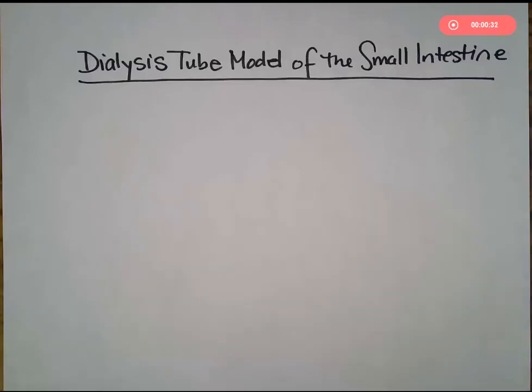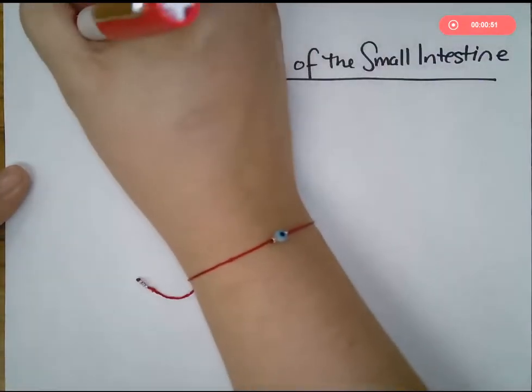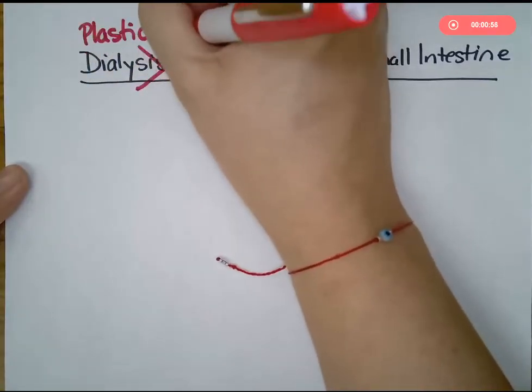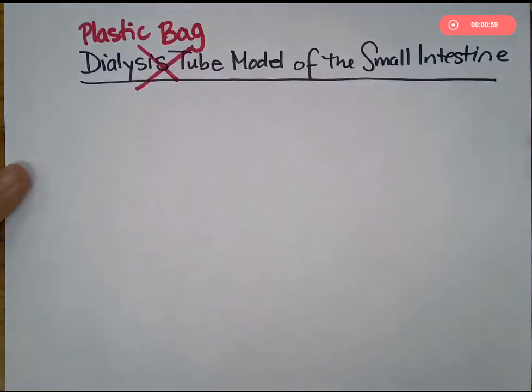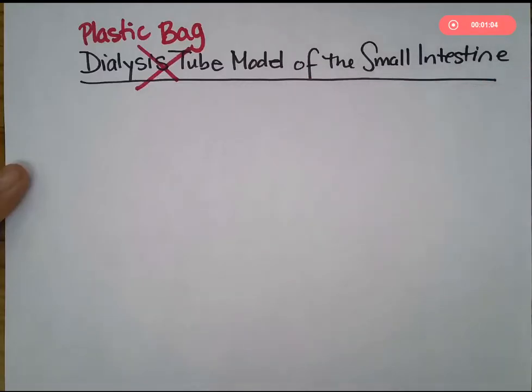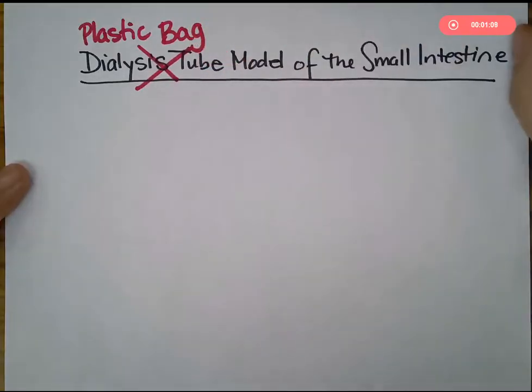First off, we are not actually going to use dialysis tubing. It is a really cool material, but we actually have something that works just like dialysis tubing and is a really good model of the small intestine, and that is actually a plastic bag. Can't be any plastic bag, but we do have a type of plastic bag that will work very similar to dialysis tubing and will let us model the small intestine. All right, so anytime you see dialysis tubing, think plastic bag.